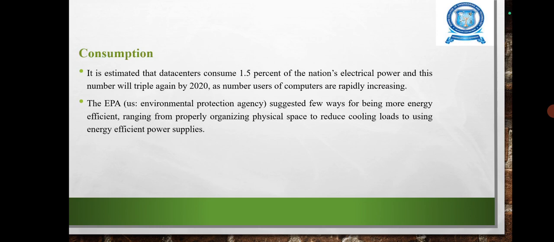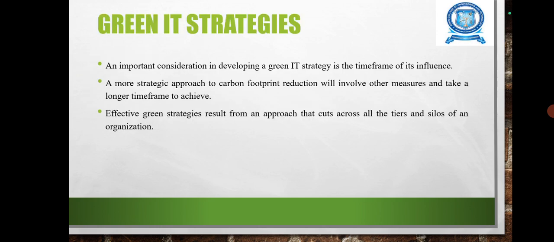Then we are going to see the green IT strategy. An important consideration in developing a green IT strategy is the time frame of its influence. For example, if an organization only views IT as a producer of carbon footprint, then simple measures like switching off monitors and computers when not in use can be brought about immediately. A more strategic approach to carbon footprint reduction will involve other measures and take a longer time frame to achieve.